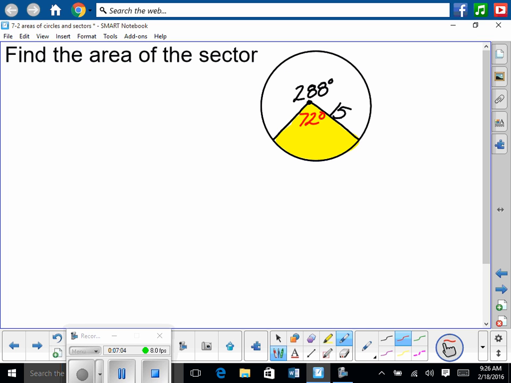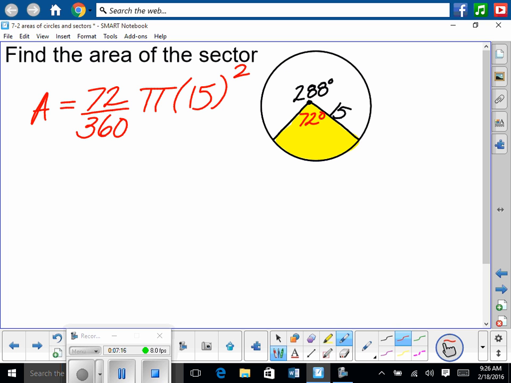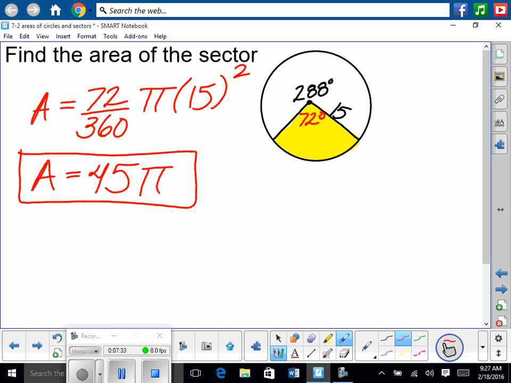Okay. Now we know the area of a circle, but we're doing a section. So we're taking 72 out of 360 degrees, and then it's pi r squared. So pi times the radius, which is 15, squared. The pretty answer: 72 times 15 squared divided by 360 is 45. So our area is 45 pi. I didn't specify inches or centimeters, so that's good enough. 45 pi. Pretty simple, right? I think you can all remember that. Okay.